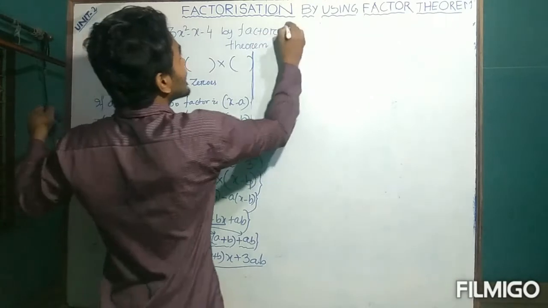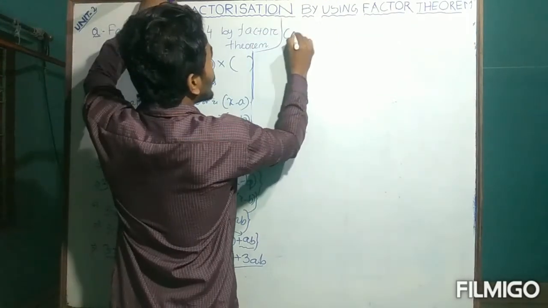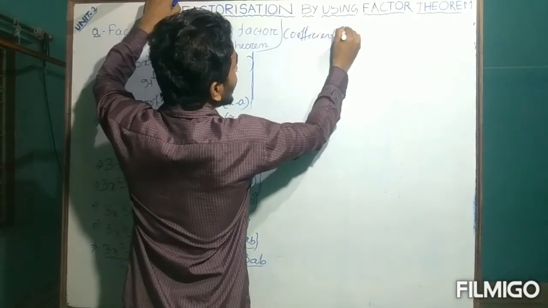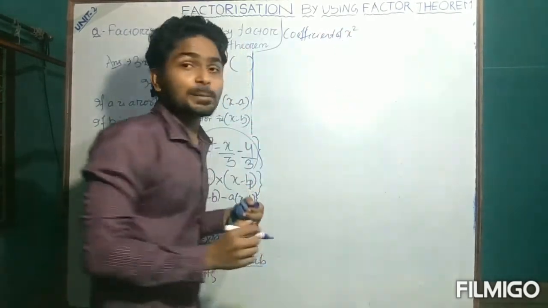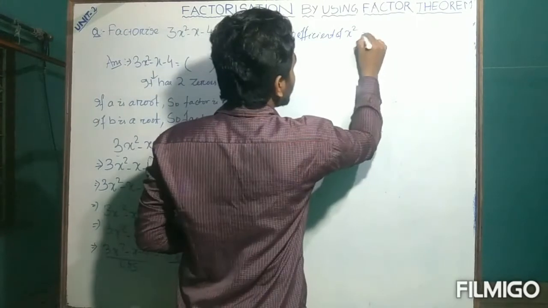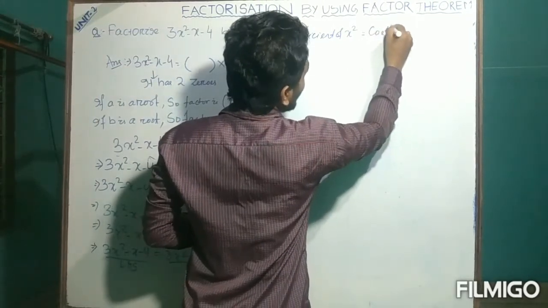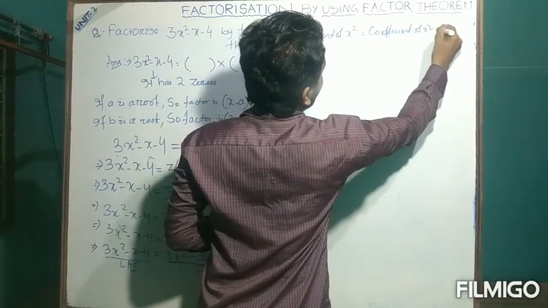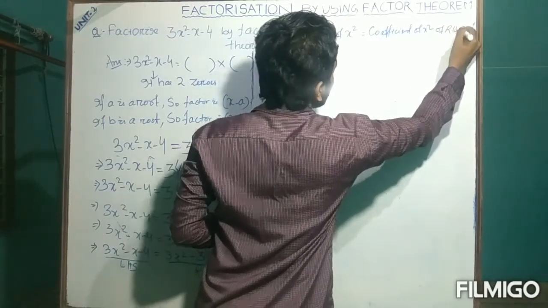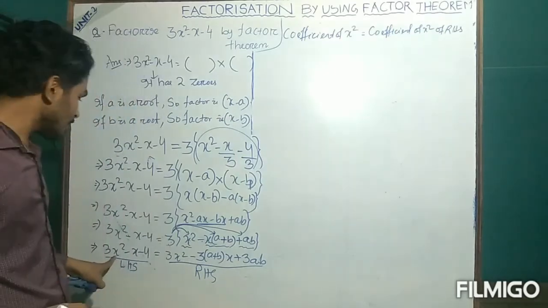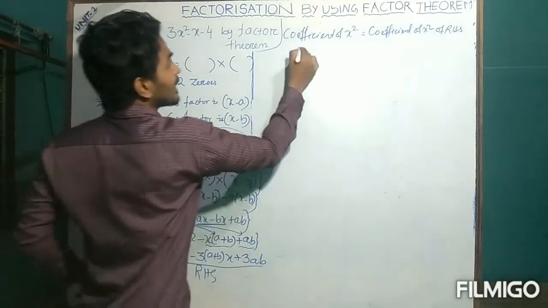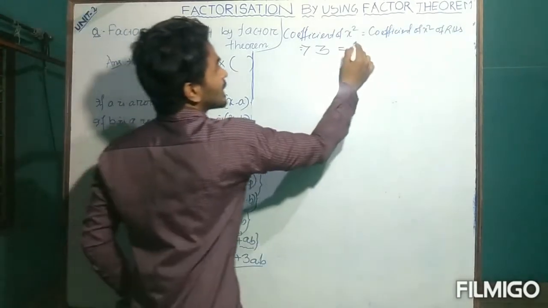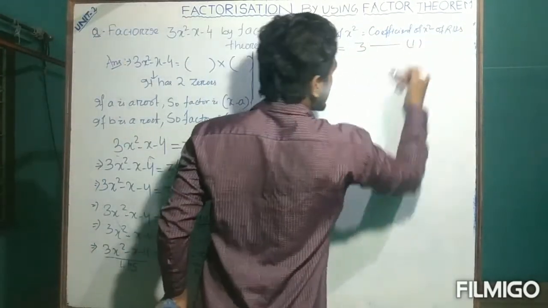So I can write, coefficient of x square of LHS is equal to coefficient of x square of RHS. Now you can see in the LHS the coefficient of x square is 3, and here also 3. So this is the first equation.